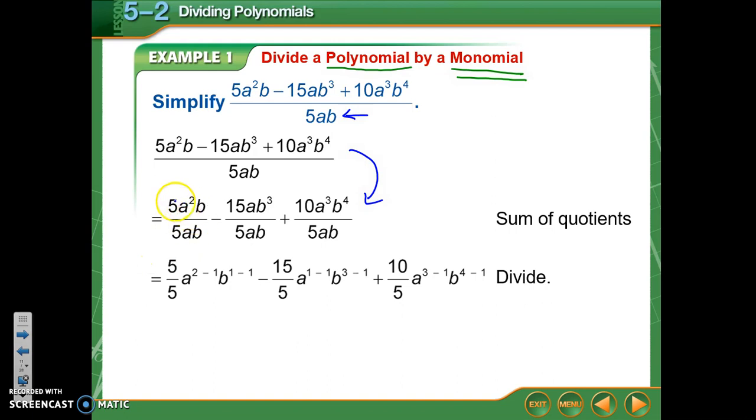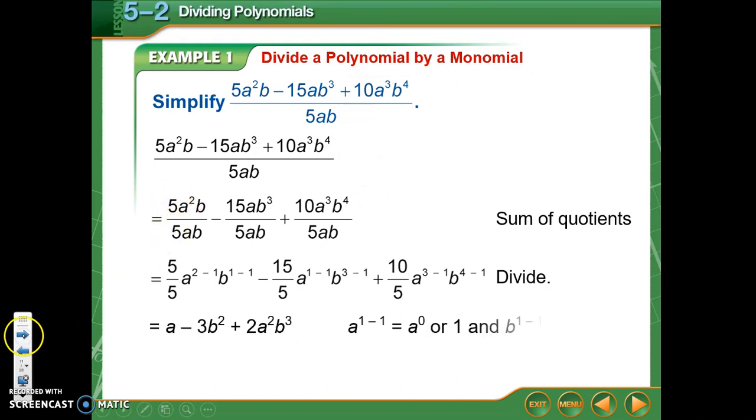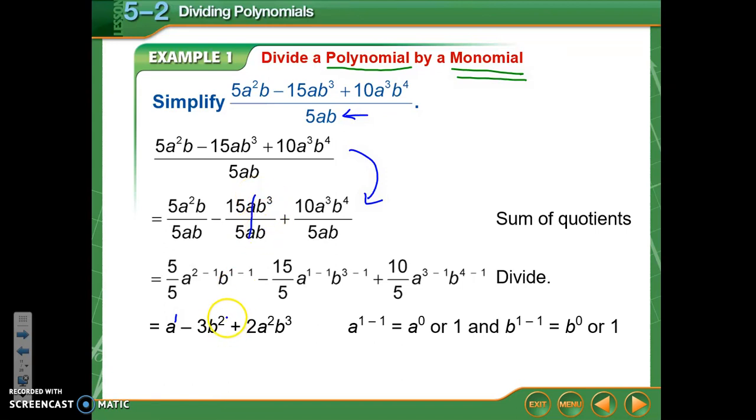And then we simplify. So 5 divided by 5, we know that that will be 1. A squared divided by a will be a to the first, and b divided by b will just be the number 1. And so that term becomes a. 15 divided by 5, that's 3, and it's negative 3 because of the subtraction. A divided by a, those divide out to 1. B cubed divided by b is b squared. And then here we have 10 over 5, which is 2, and it's plus 2 because of the addition. A cubed divided by a is a squared, and b to the fourth divided by b is b cubed. And so that would be our final answer.